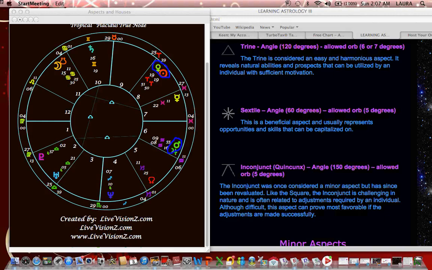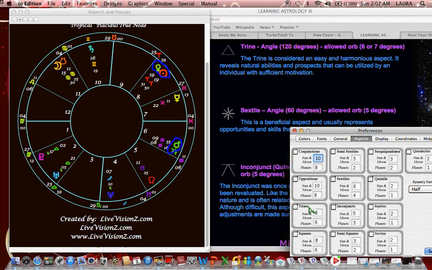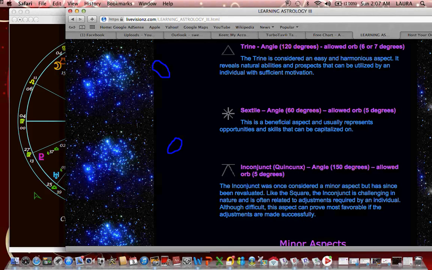So, okay, that's a little bit about the trine. Now I'm going to show you the sextile. All right, here we go. What does this mean in the chart?